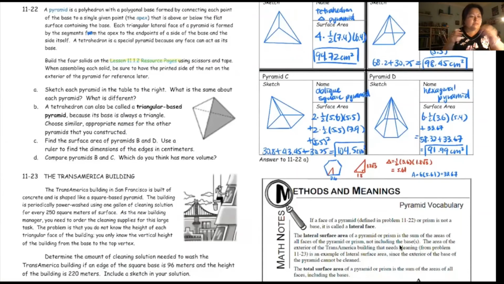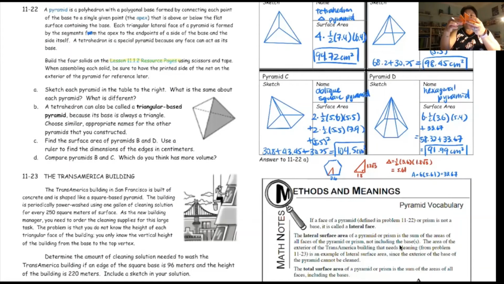Compare pyramids B and C. So here's pyramid B and here's pyramid C. Which do you think has more volume? Well, the thing is, the pyramids have the same base, right? So if you take 2 pyramids, put them together, you'll see the bases are exactly the same, so they match up. So bases are the same.